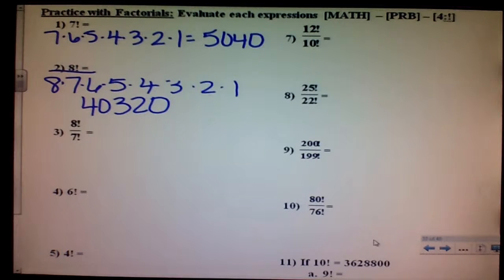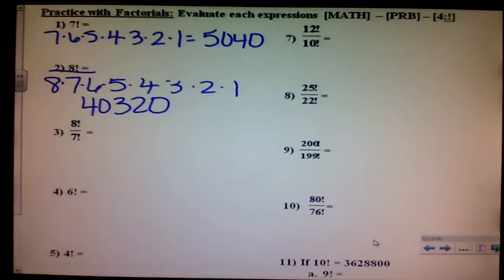We're going to talk about simplifying. As long as you show me that work, you don't have to go 7 times 6 times 5 times 4 times 3 times 2 times 1 in your calculator.